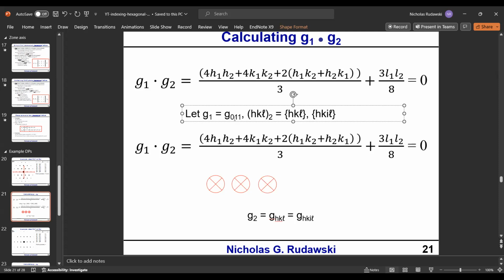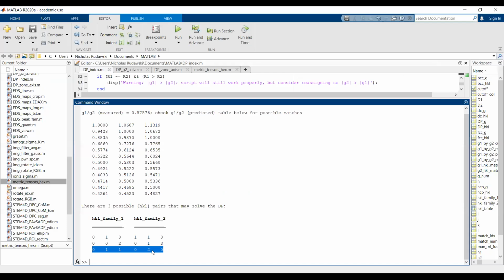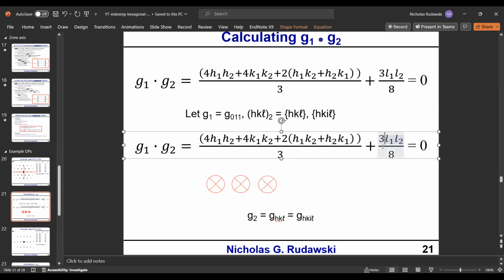So let's just go with this here. We're going to now input in here. Now we know for the second one that the third index has to be 0. So what we can do right off the bat is get rid of this term, because we know L2 has to be 0, so this cancels out. Now, because H1 is 0, that goes away, and that goes away.